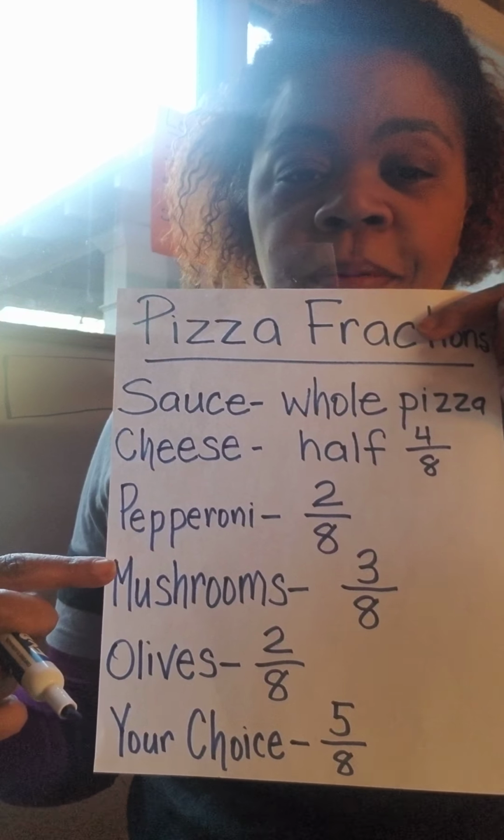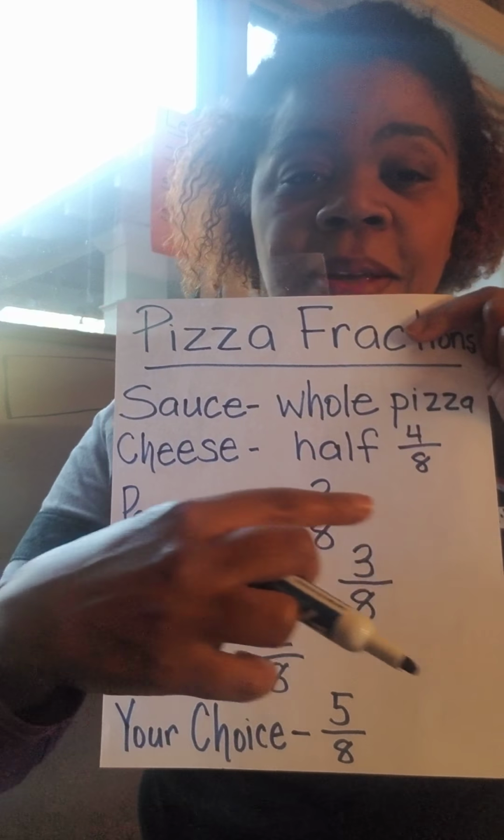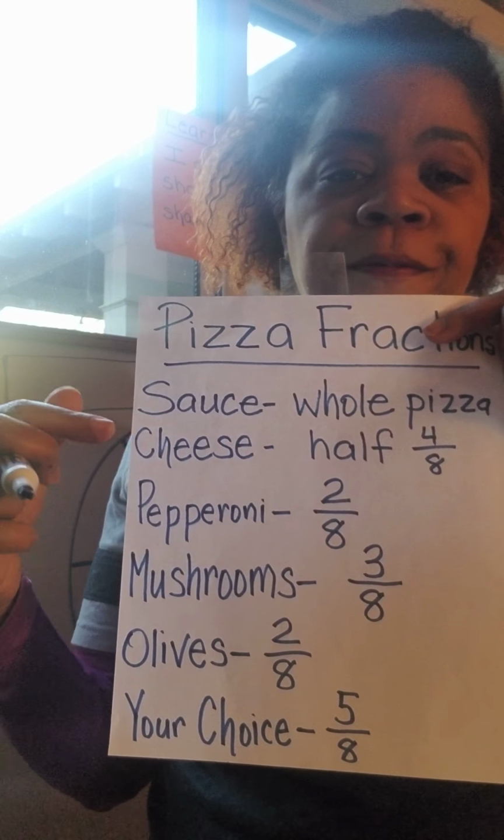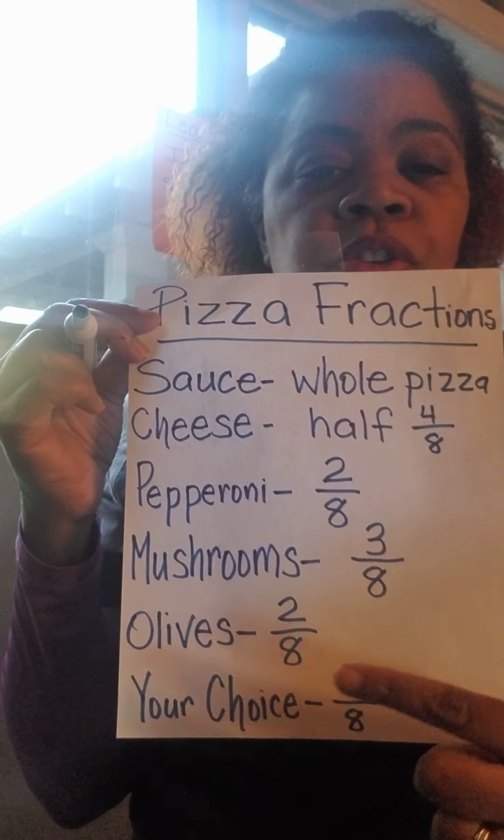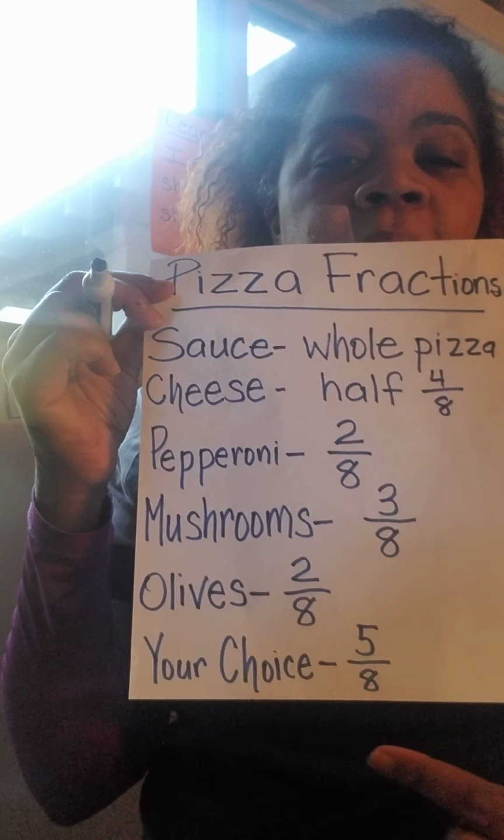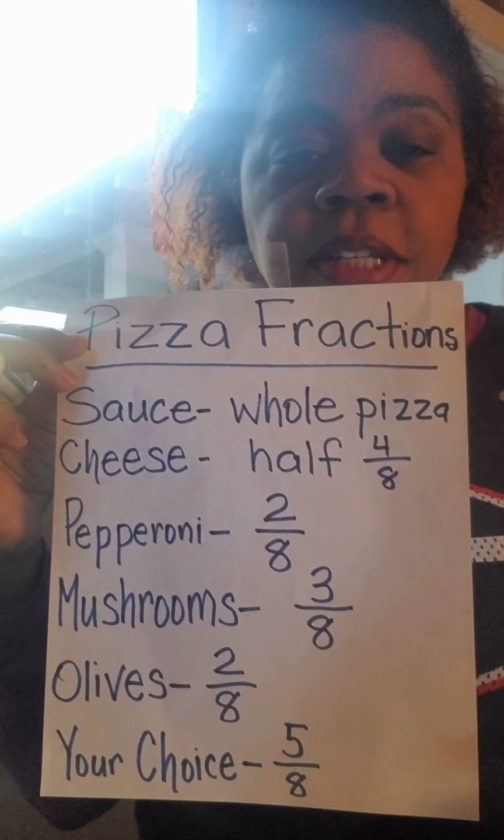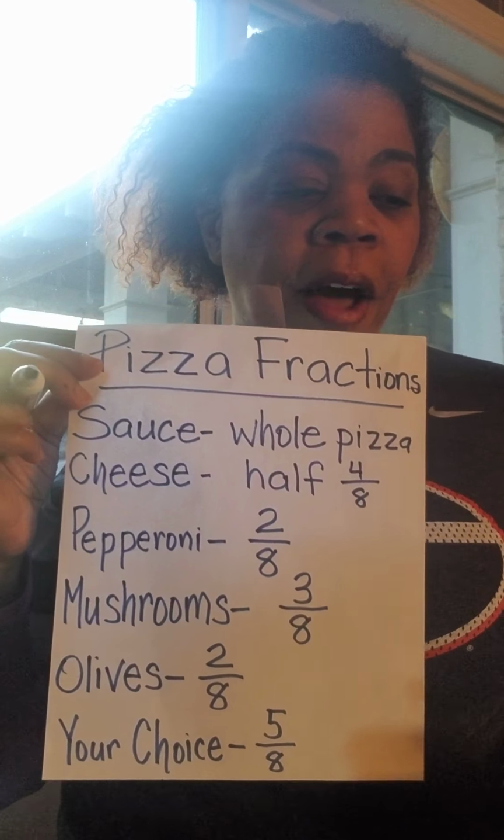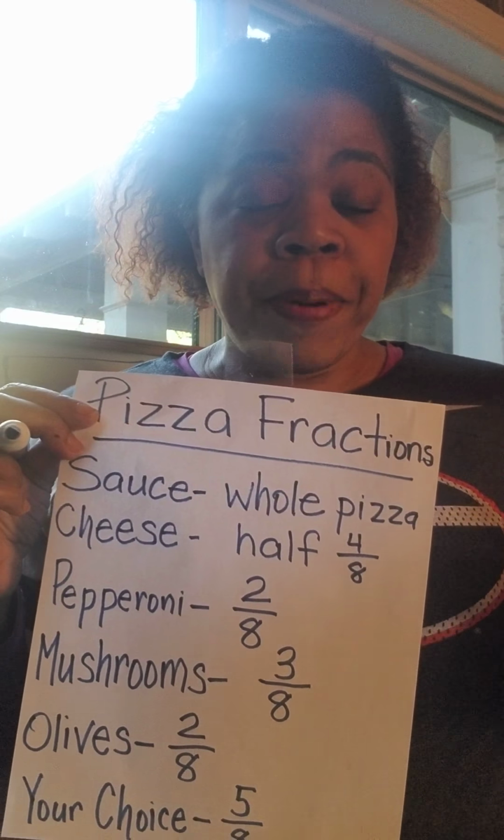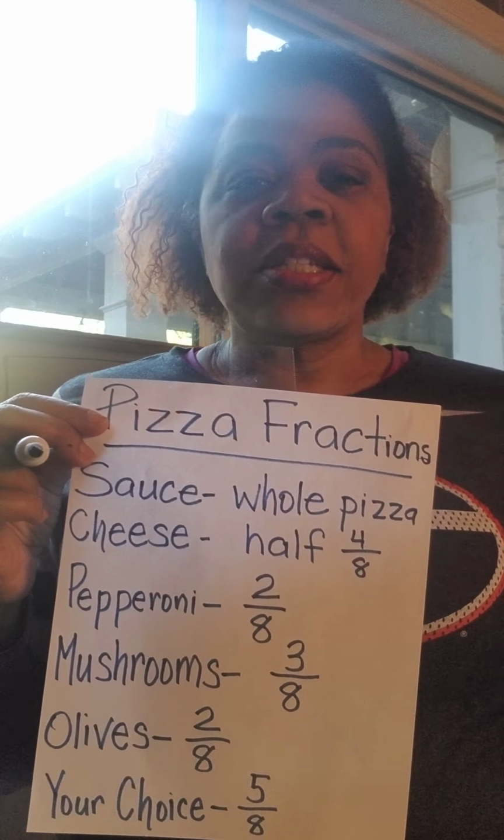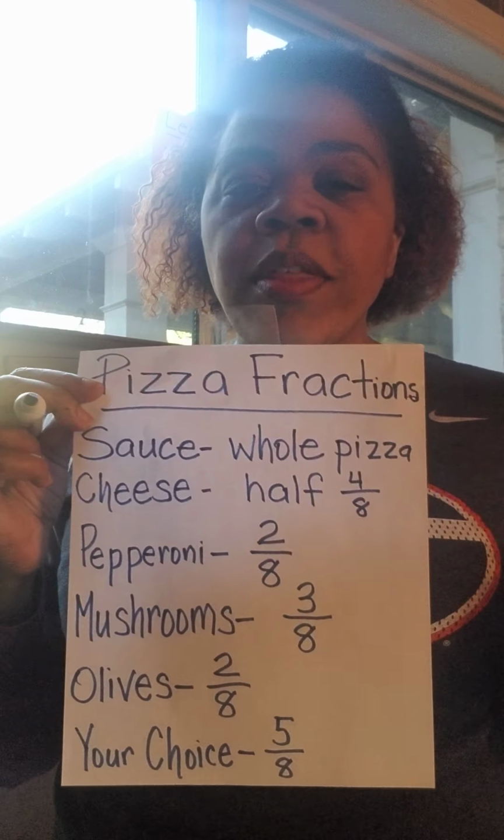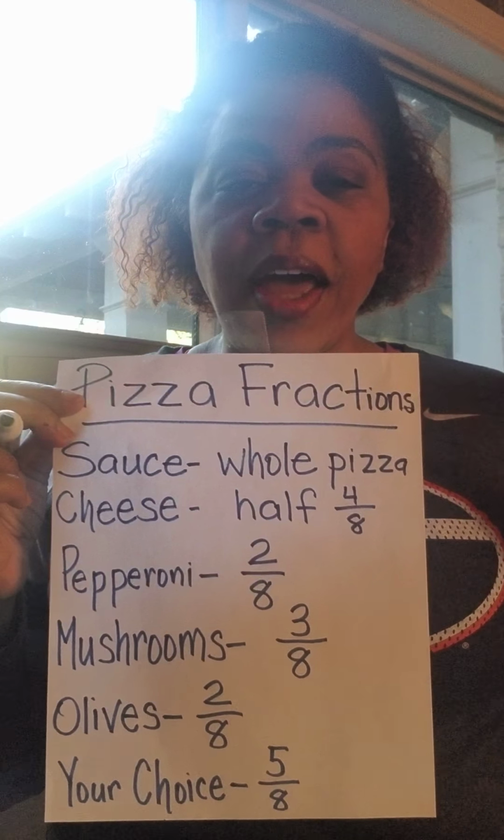Cheese, pepperoni in this amount. So half of it is cheese. We know that 4/8 is half. Pepperoni on 2/8. Mushroom on 3/8. Olives on 2/8. And then you choose another topping to represent for 5/8 of the pizza. Are some of the pieces going to have more than one topping? Yes, some of the pizzas are going to have more than one topping, and that's fine, okay?